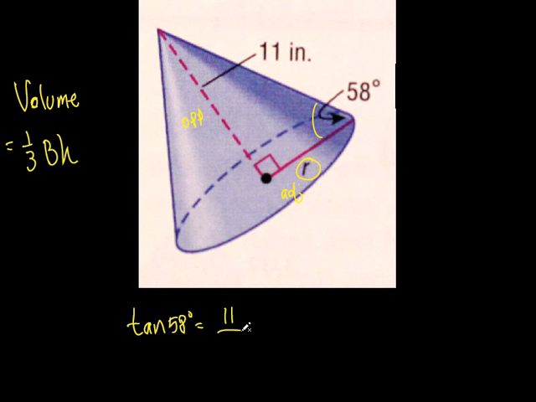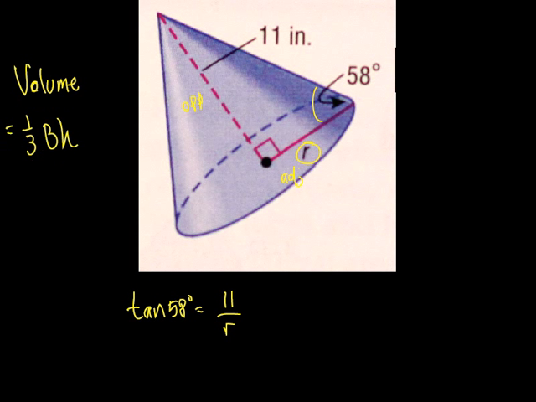So the opposite is 11, and the adjacent, we don't know. We'll just call it r for radius. And let's move that up a little bit. We solve for r. Let's multiply both sides by r. That puts it up here. Divide by the tangent of 58. So I've got 11 divided by the tangent of 58 degrees.